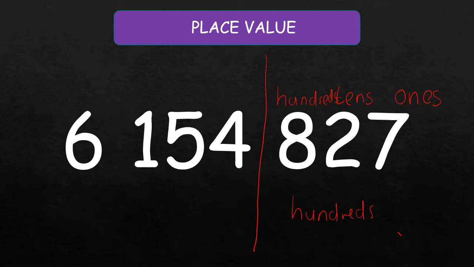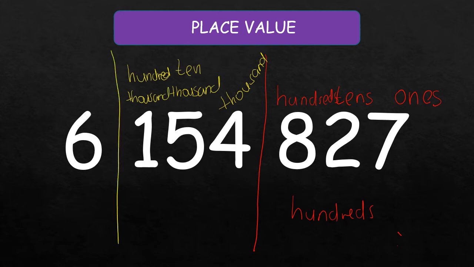And then moving on, we know that this is 1,000, followed by 10,000 and 100,000. And this, we can call them the thousand family.